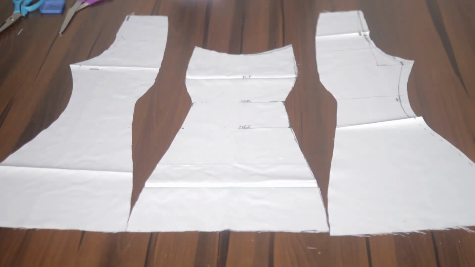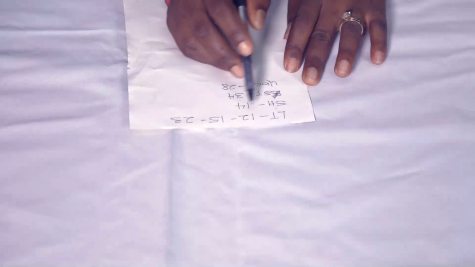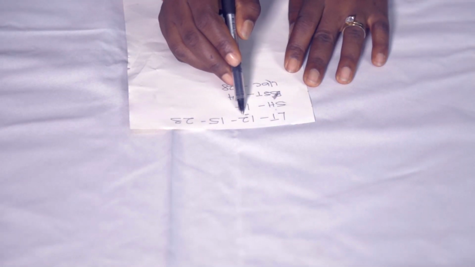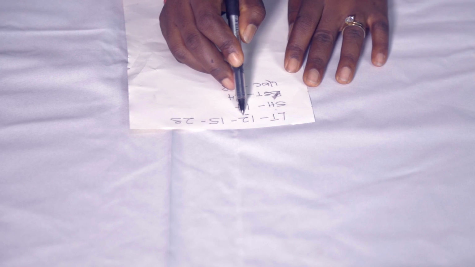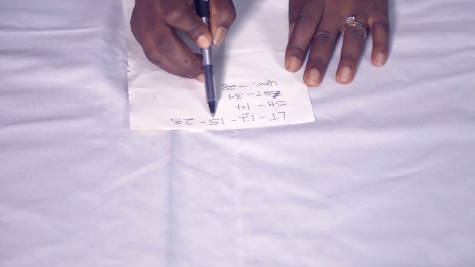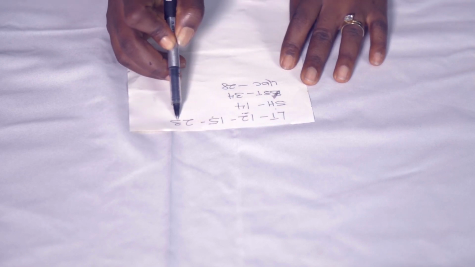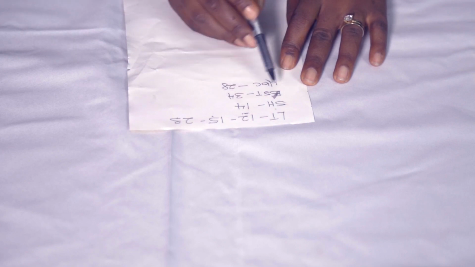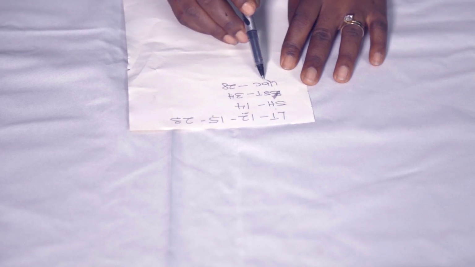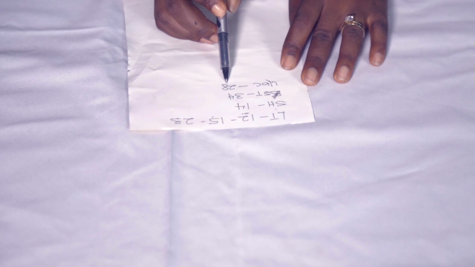Welcome back. First, we're going to work on the calculation. We have length. This 12 inches is my shoulder to under bust measurement. 15 is the half length, then 23 is the full length. We have the shoulder 14, the bust of 34, and under bust circumference 28 inches.